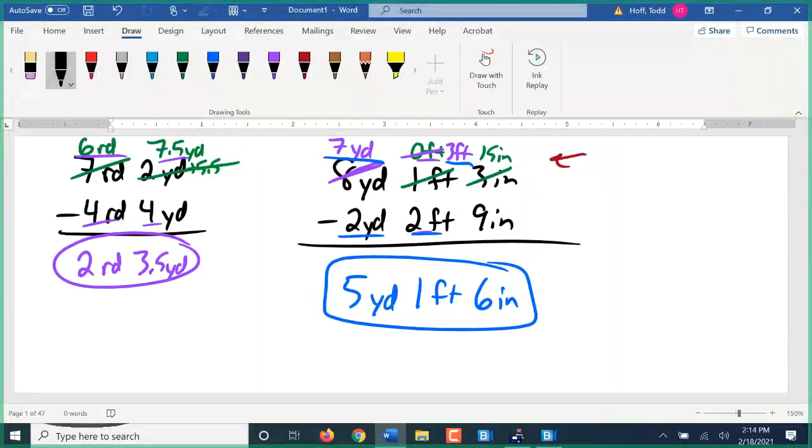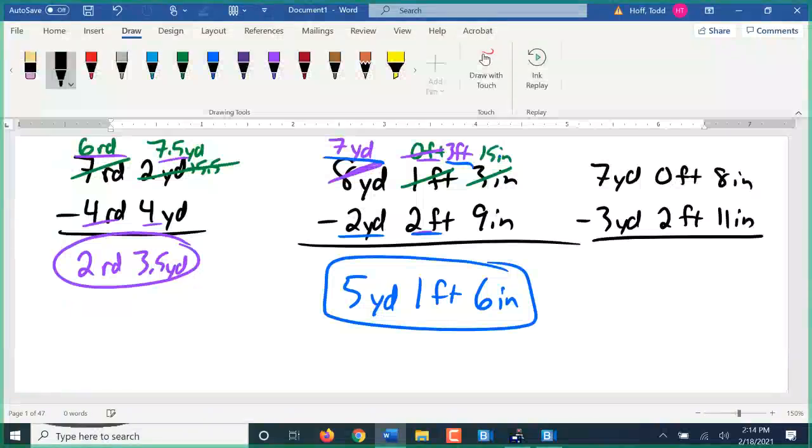I'm going to have you guys try one of those in your notes here. We're going to do 7 yards, 0 feet, 8 inches, minus 3 yards, 2 feet, 11 inches. Give that one a shot. We'll go over it in a minute.